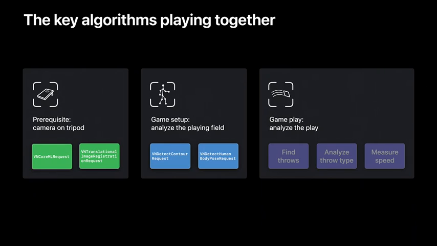Now when we are ready to play, we use the VNDetectTrajectoriesRequest, which finds the throw of the bag. And then we have a new model that we trained in CreateML and run through CoreML to actually classify what kind of throw we have done. Last but not least, we can use the measurements of the board together with the analysis of the trajectory to measure the speed of our throw. Now to guide you through all of this, we have an icon that will help you. So you see that we have our prerequisite stage, the game setup stage, and the gameplay. Let's dive into the details.